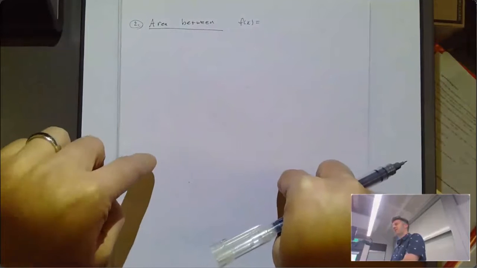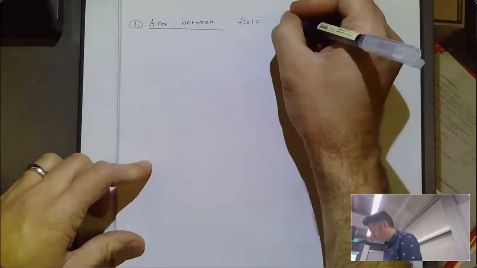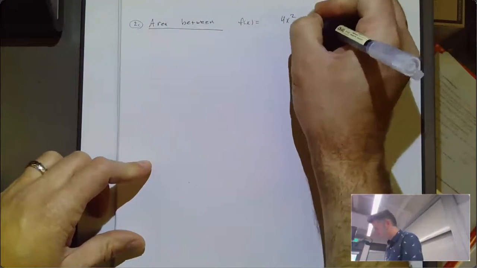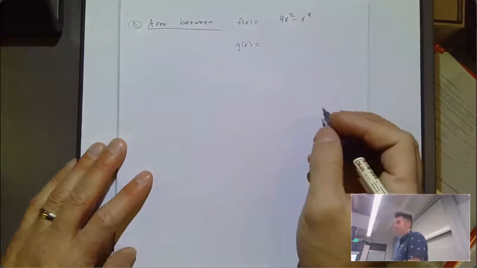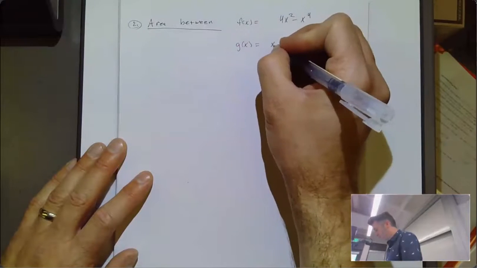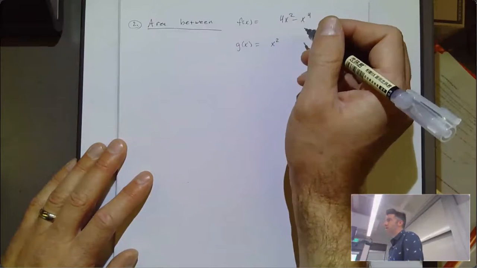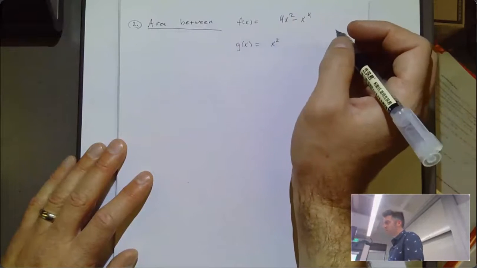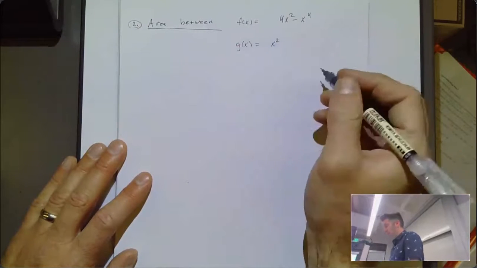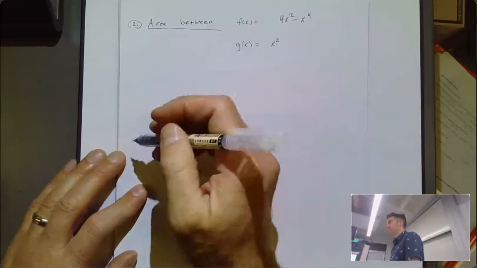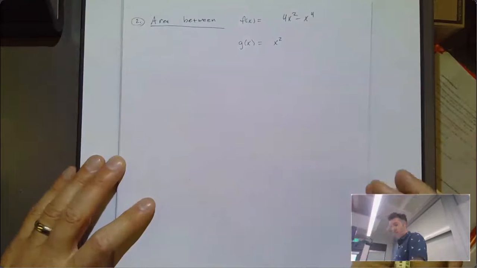So I want 16. Yeah, I think I want 4x squared minus x to the fourth. That'll work out all right. And g of x can be x squared minus 4. Nope, not x squared minus 4, just x squared. Yeah, that'll be, sure. It's not going to be lovely, but it'll be fine.